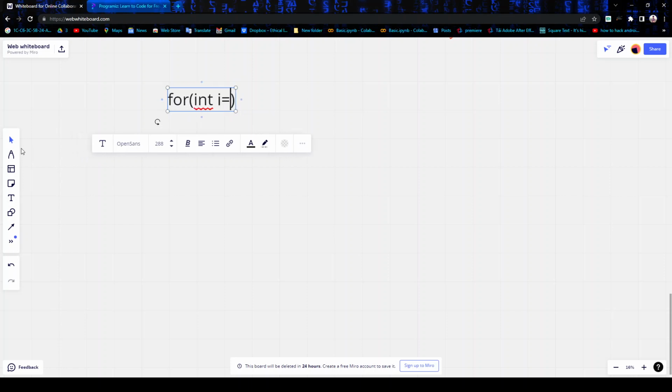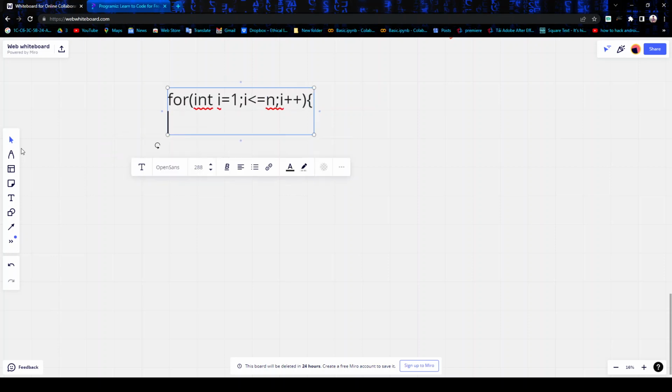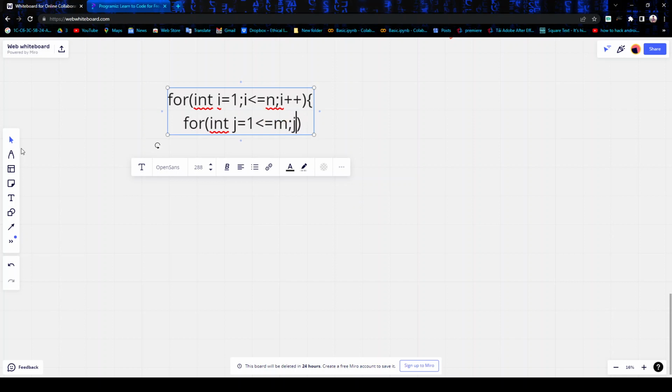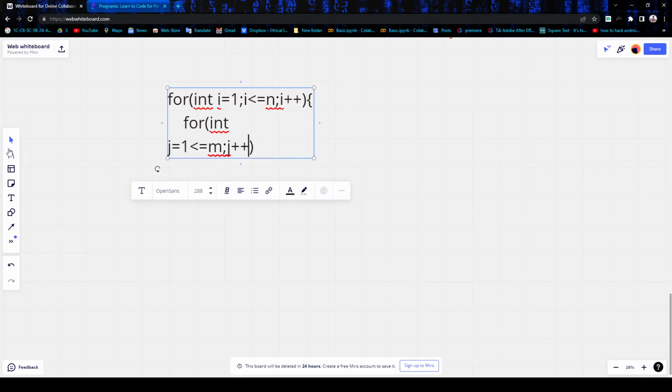Now there comes a question: what if the external for loop is running n times, and what if the internal for loop is running, let's say, m times? Now what is going to happen here? You can calculate that as well. It's really easy.